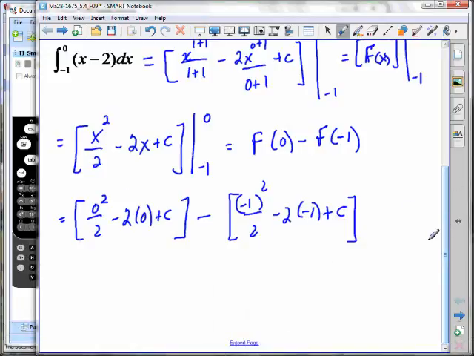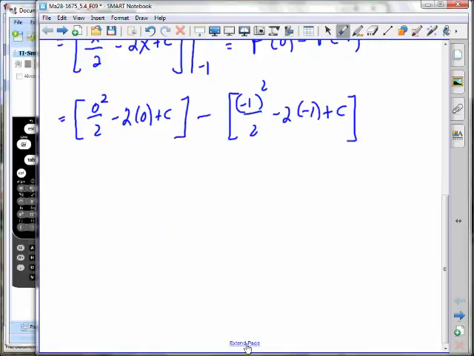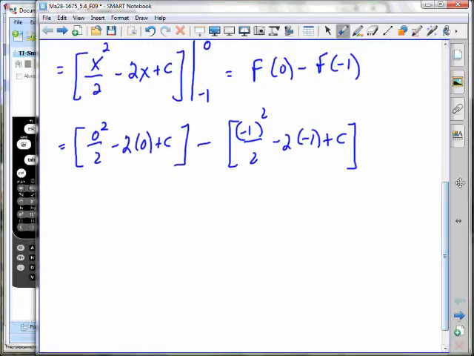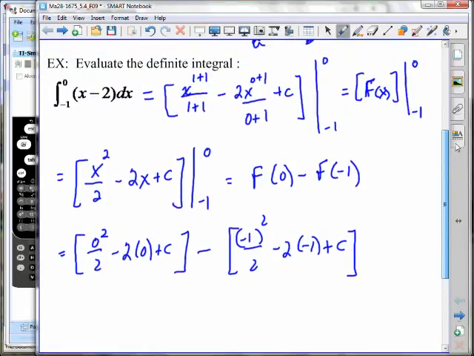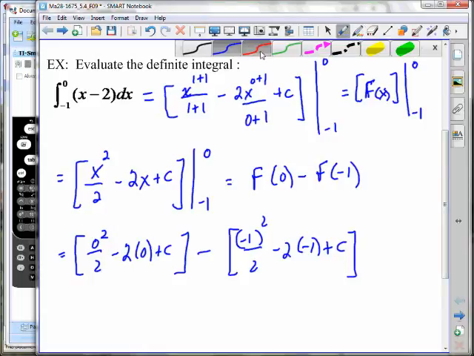Tell me, please, what's going to happen with those c's? They cancel. And because they cancel, we don't even bother putting them in, okay? Because they will always cancel. We don't bother. Not necessary. They're always going to cancel each other out.